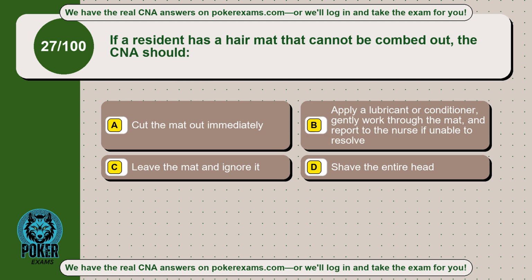Question 27. If a resident has a hair mat that cannot be combed out, the CNA should: Option A, cut the mat out immediately. Option B, apply a lubricant or conditioner, gently work through the mat, and report to the nurse if unable to resolve. Option C, leave the mat and ignore it. Option D, shave the entire head.